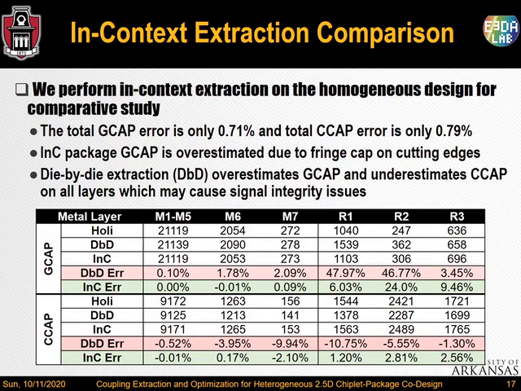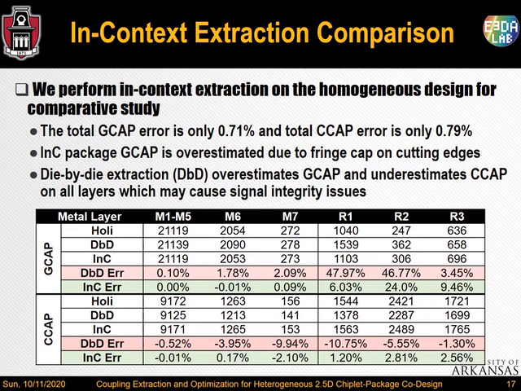To compare the accuracy of our in-context extraction method with respect to the holistic extraction, we performed in-context extraction on the homogeneous design. This table shows the layer-by-layer comparison between die-by-die extraction and in-context extraction with respect to the holistic extraction result on the homogeneous design. As seen from the green rows, in-context extraction results are very close to the holistic extraction result. The error in both total ground capacitance and total coupling capacitance is less than 1%.